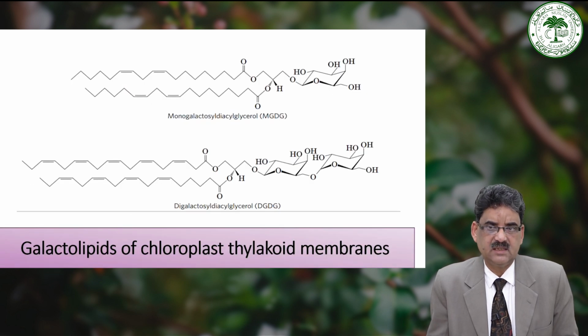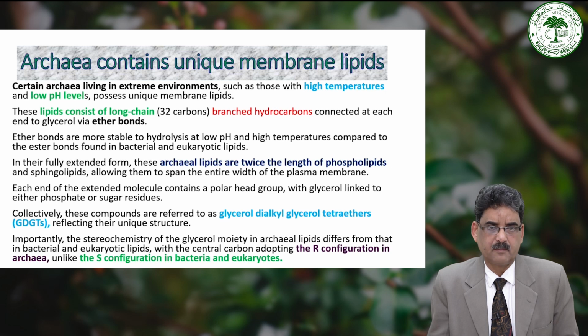As you can see in the figure, there are the structures of monogalactosyl diacylglycerol or MGDG and digalactosyl diacylglycerol or DGDG, which are found in galactolipids of the chloroplast thylakoid membrane.